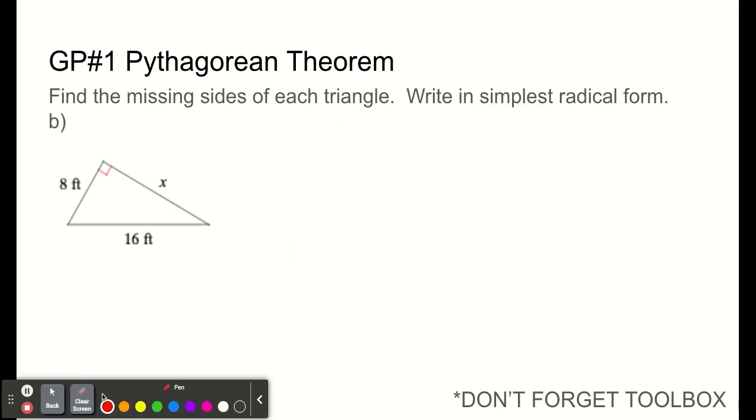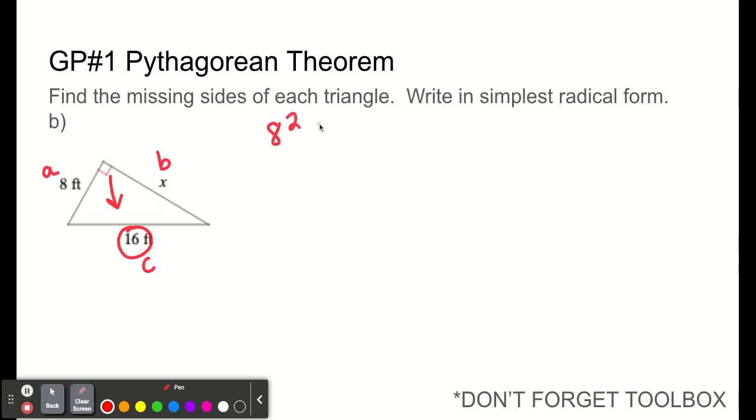All right, for B, same thing. Looking for the missing side of a triangle, we want to identify the hypotenuse and legs. Here's our right angle. The side opposite or across from the right angle is our hypotenuse, so that will be C. A and B, doesn't matter which one's which.